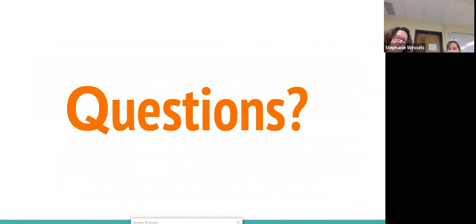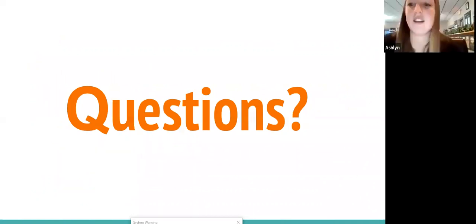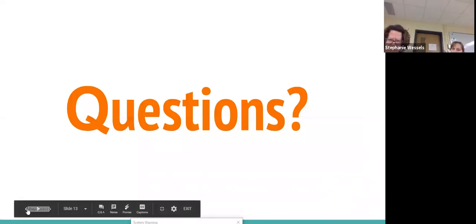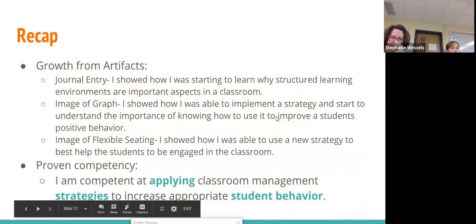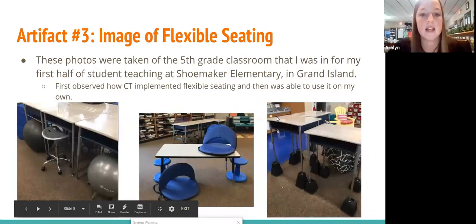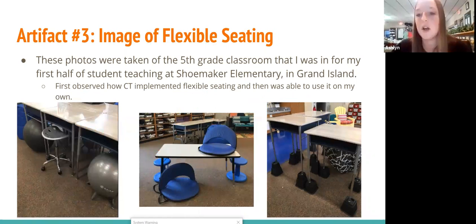Okay, so we had a couple of questions. The picture that had the three different seatings. Yes. The third one, is it on blocks? Does it make the desk taller? Yes, they're standing desks. We kind of changed them since it was fifth grade, so we had some students who were a lot shorter than the others. So we just had a variety so that the different heights of students would work for each of them.